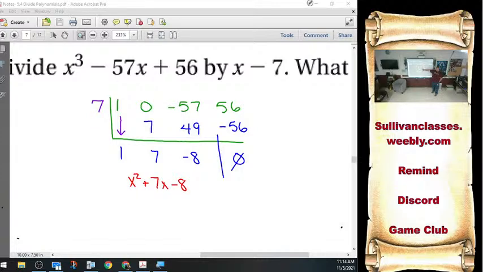Are we okay with this? You write out the coefficients and constant with zeros as placeholders. You still need those. You write the 0 of this, and then multiply and add, multiply and add, multiply and add. Okay?